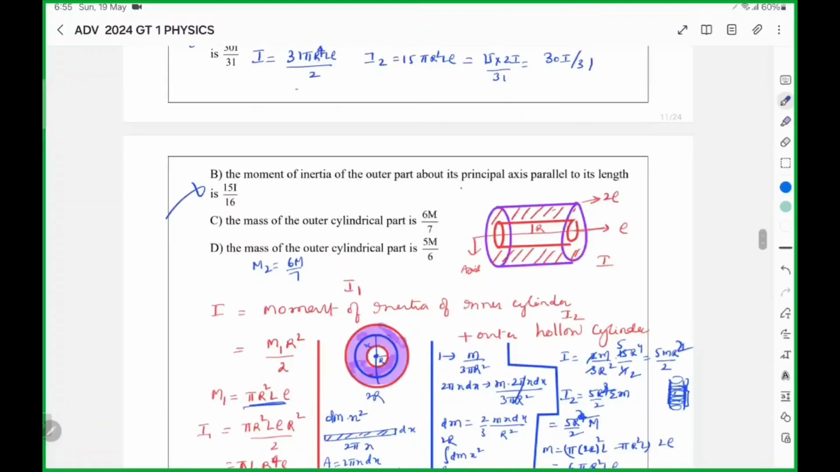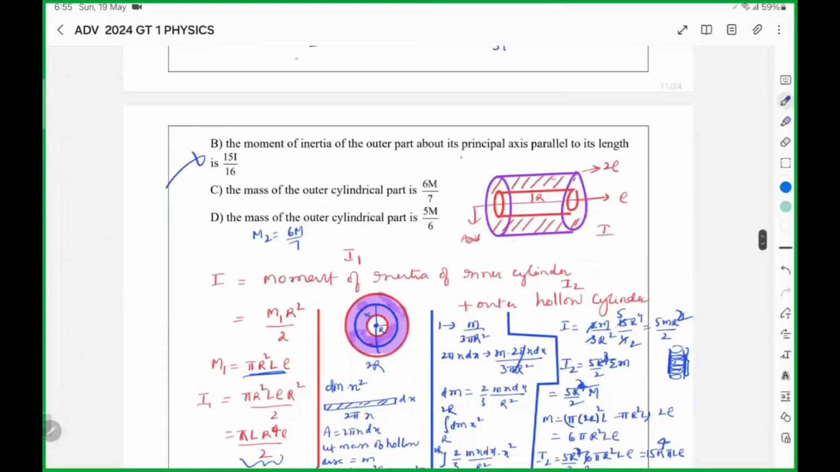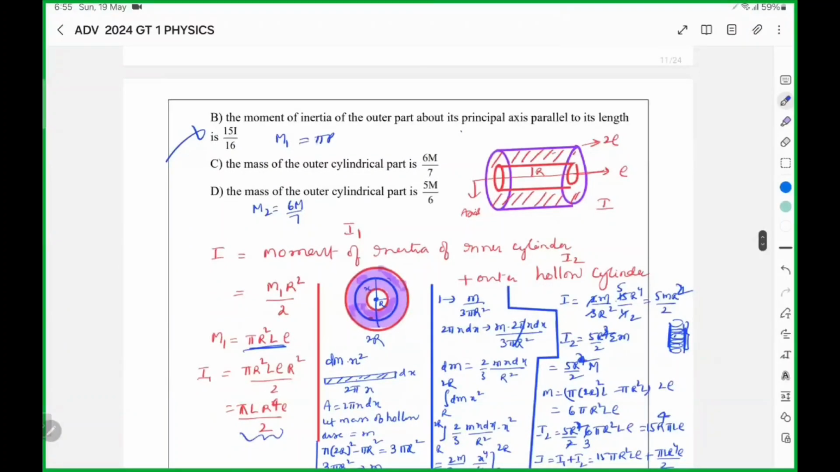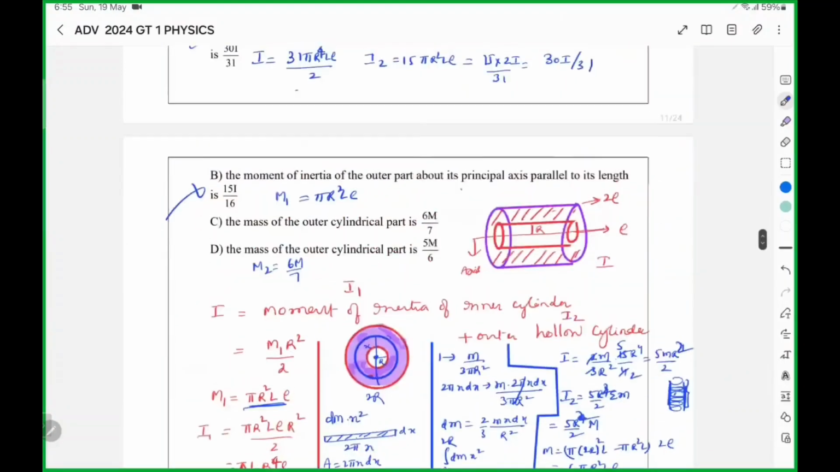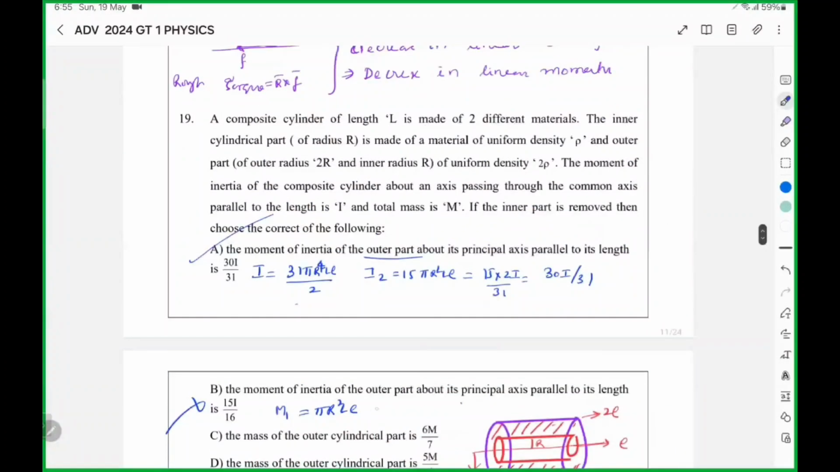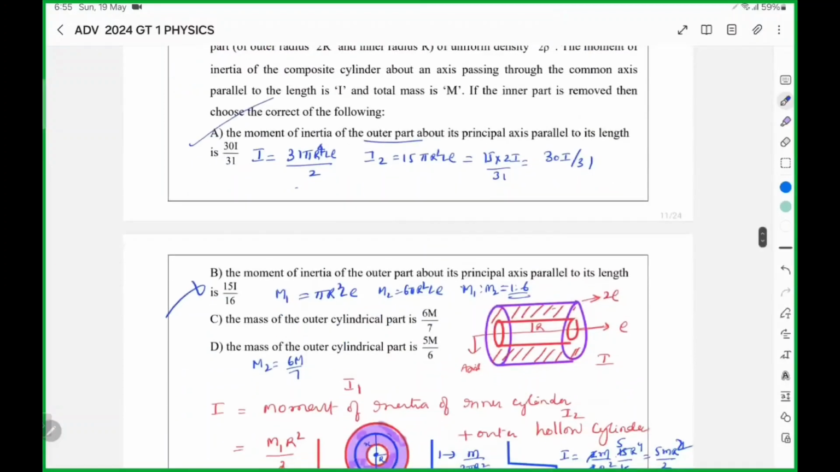Second option obviously wrong. So regarding masses, M1 is pi r square L rho. M2 here is 6 pi r square L rho. M1 is to M2 will be 1 is to 6. So then mass of outer cylinder will be 6M by 7. So C option is correct.